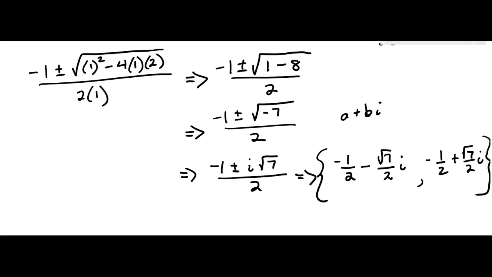Just one more note, that negative 1/2 is a real number, and minus the square root of 7 over 2, that's also a real number. And positive square root of 7 over 2 is a real number, okay? But the i makes these solutions both imaginary solutions.